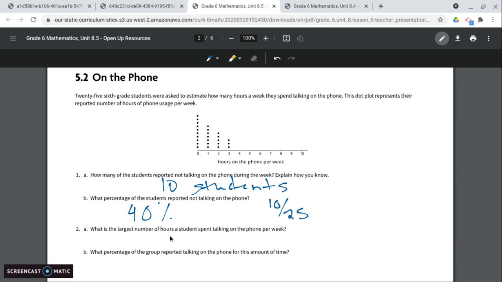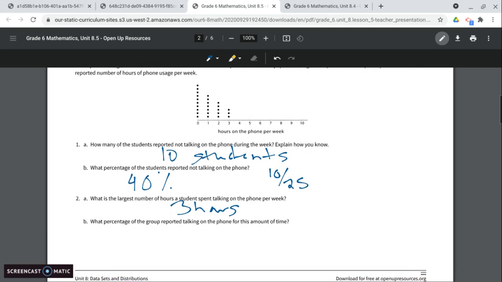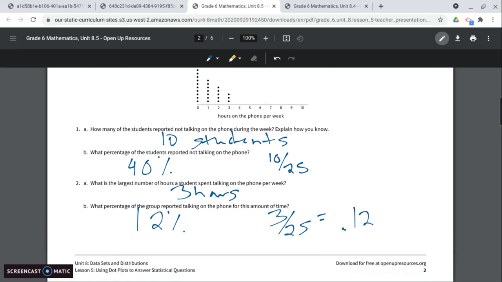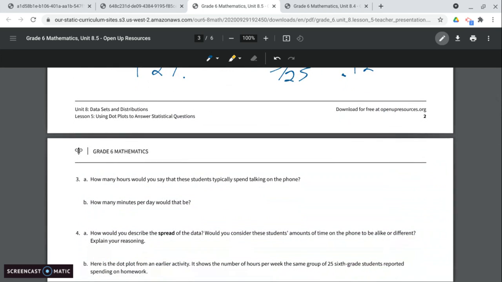What is the largest number of hours a student spent talking on the phone per week? Well, the largest reported is 3 hours. What percentage of the group reported talking on the phone for this amount of time? Well, that'd be 3 out of 25, which is 12%. We divide that and get 0.12. It's 12%.